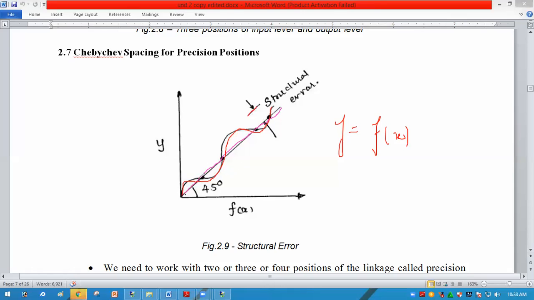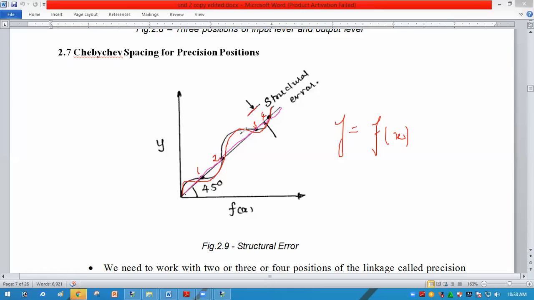Here you can see the pink line is the desired motion, and the red waveform is the actual motion. We cannot have the actual and desired coincide at all the points, but this may satisfy at some desired positions, like the first one, point A, and the second point, the third point, and the fourth point. So over the entire travel, it coincides at the 4 points. These 4 points are known as the precision or accuracy points or positions.